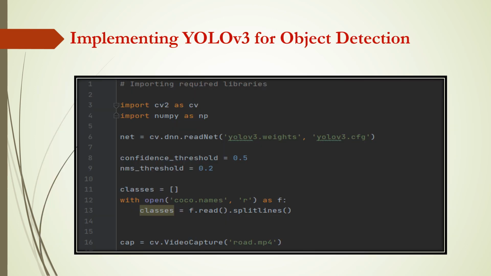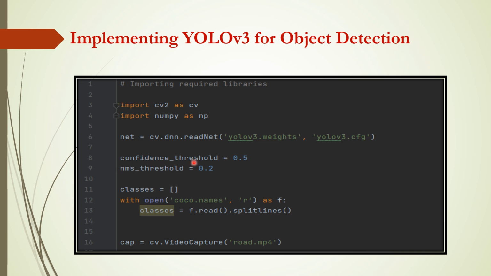So how do we implement this YOLO V3 for object detection? Here we will take the OpenCV library. First we will import the required libraries. As shown in line 6 here, we use the command cv.dnn.readNet to read our weights file and configuration file. The weights file contains the pre-trained weights which have been trained on the COCO dataset, and the CFG file is known as the configuration file, which has the YOLO V3 network architecture.